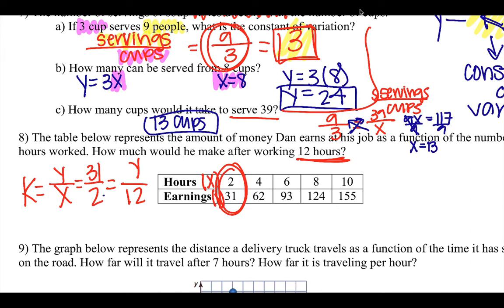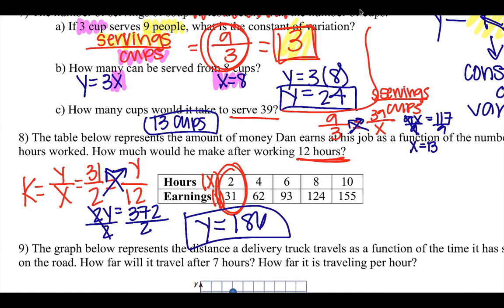So then I cross multiply. I've got 2y equals 31 times 12. Again, you can plug it into Desmos. I got 372. And then I divide both sides by 2, so I can get y by itself. And so y equals 186. So if I work 12 hours, I should get $186.